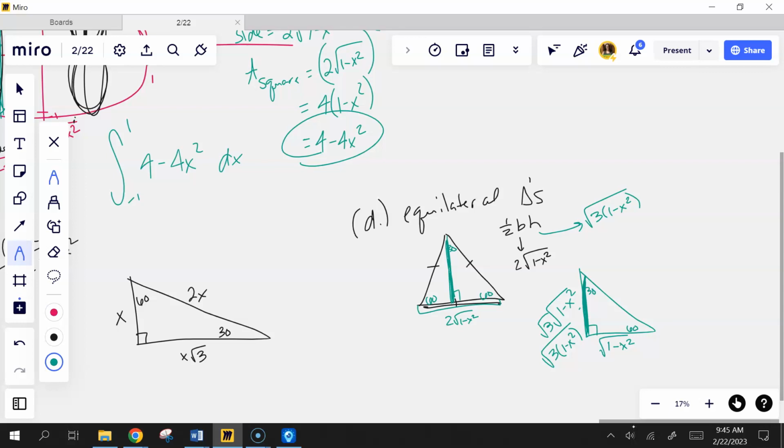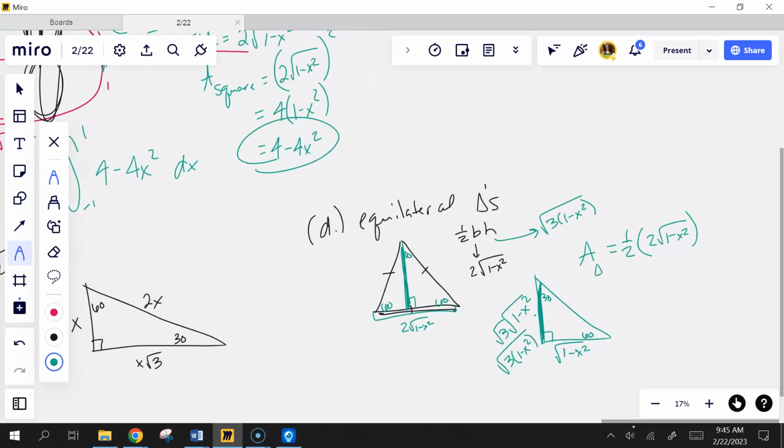Yes, two. You're right, two. So my area of my equilateral triangle would be 1/2, and then the base is 2 root 1 minus x squared. And the height is square root of 3 times 1 minus x squared. I'm not going to clean that up anymore right now because I'm not asked to do any more with it. If I'm asked to find volume, I'm probably going to combine it and clean it up a little bit because I'm going to have to integrate and do all that good stuff. But for right now, I'm leaving it just like that.